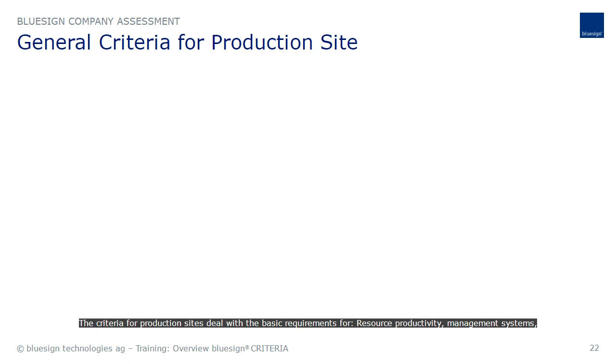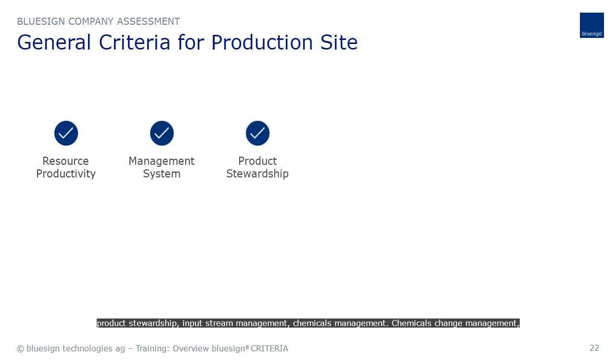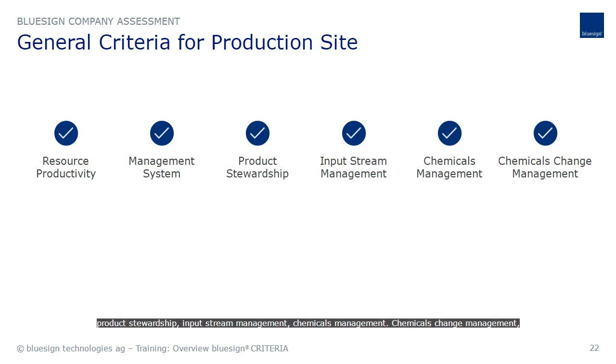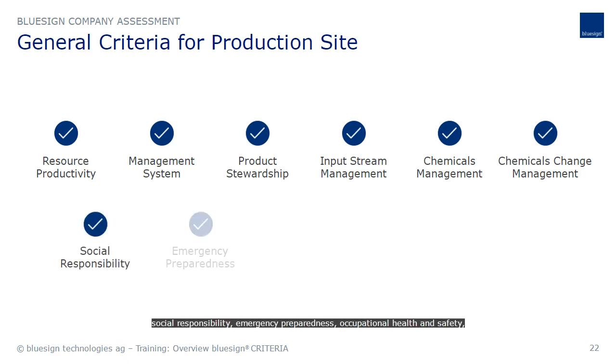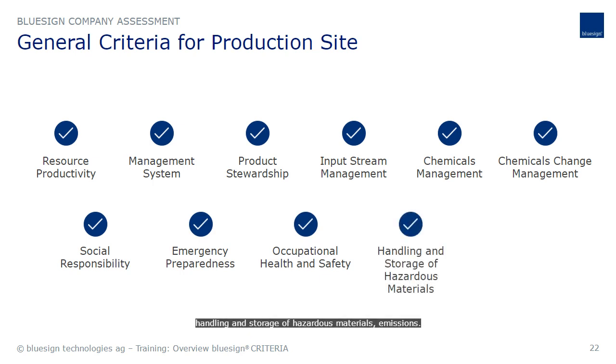The criteria for production sites deal with basic requirements for resource productivity, management systems, product stewardship, input stream management, chemicals change management, social responsibility, emergency preparedness, occupational health and safety, handling and storage of hazardous materials, and emissions.